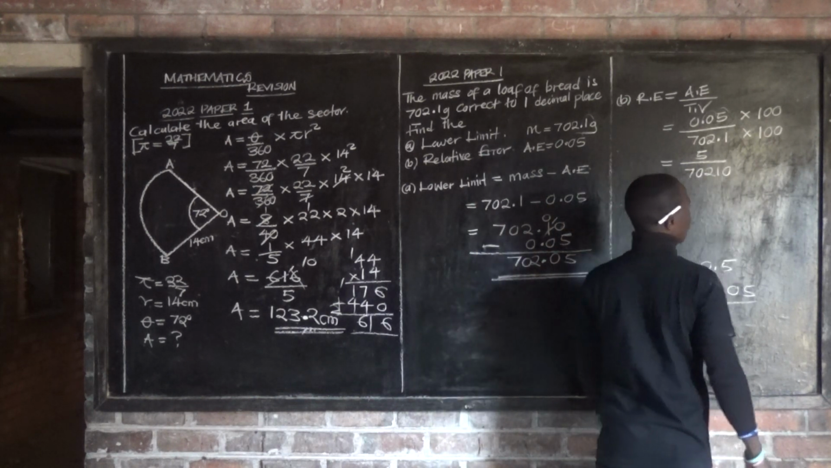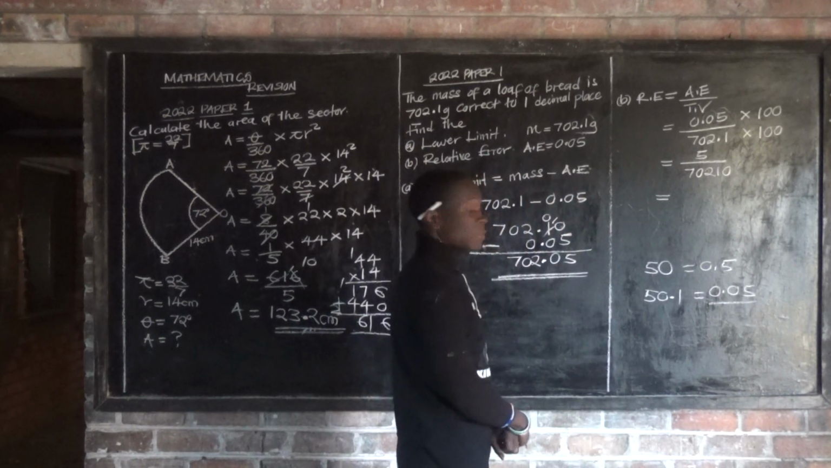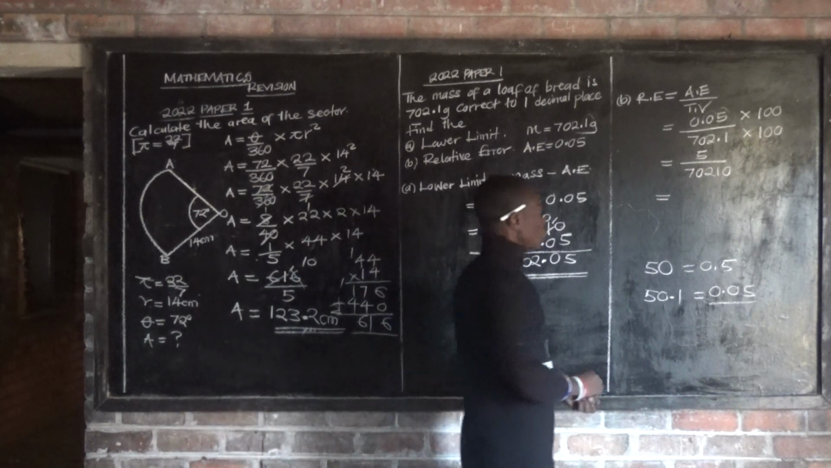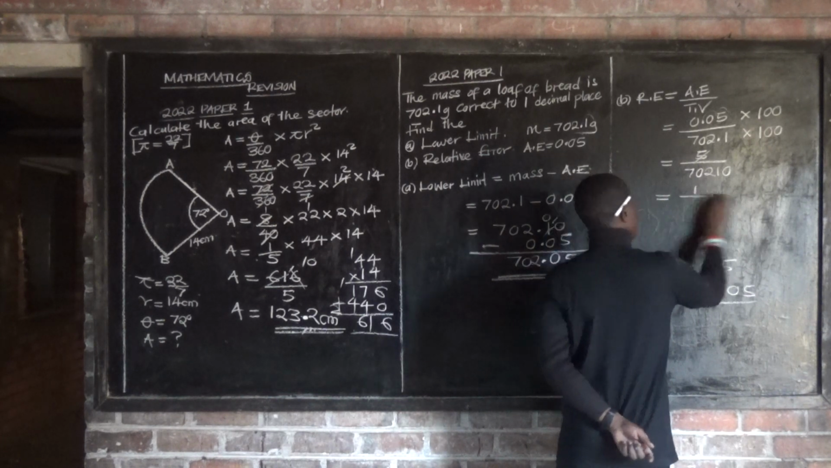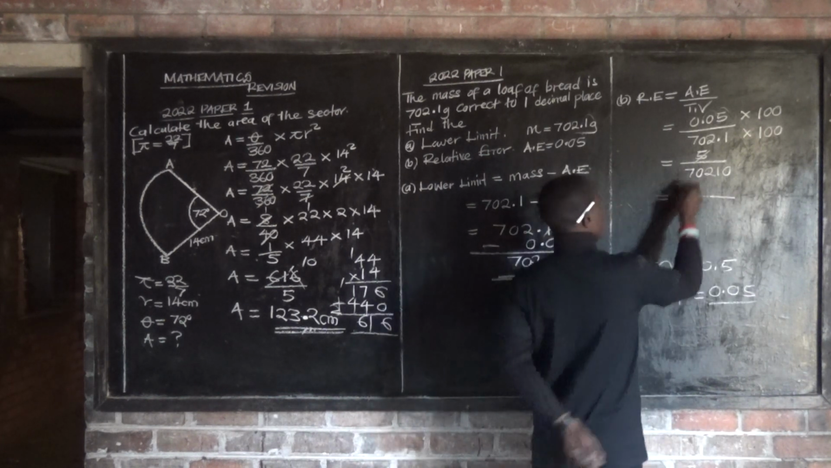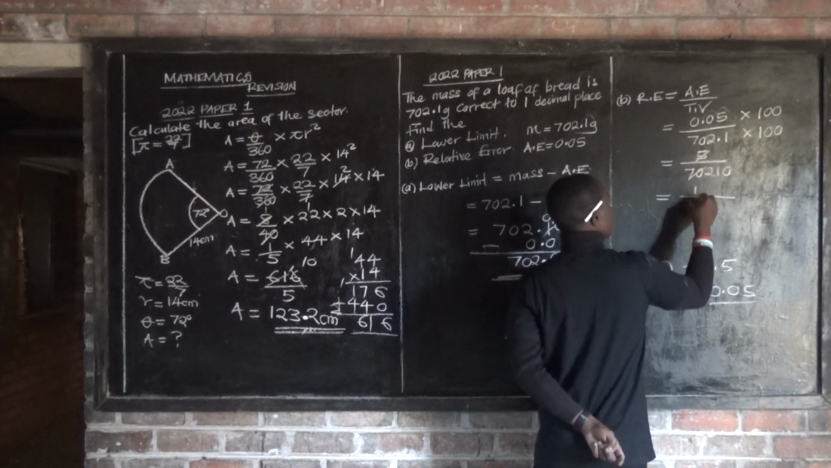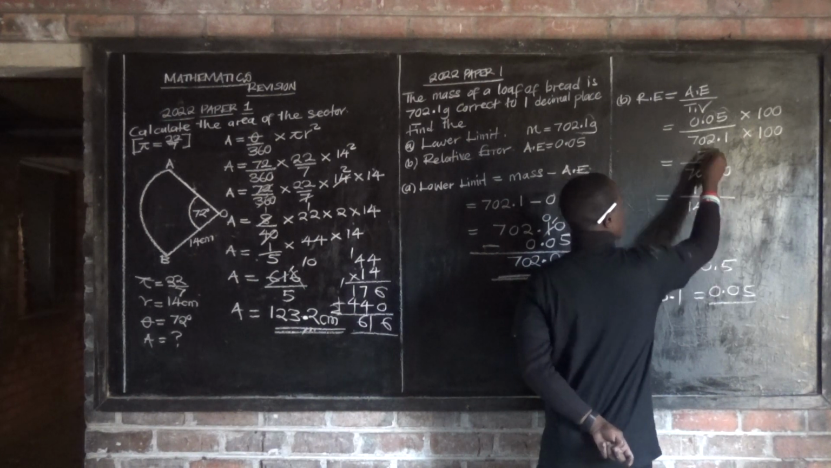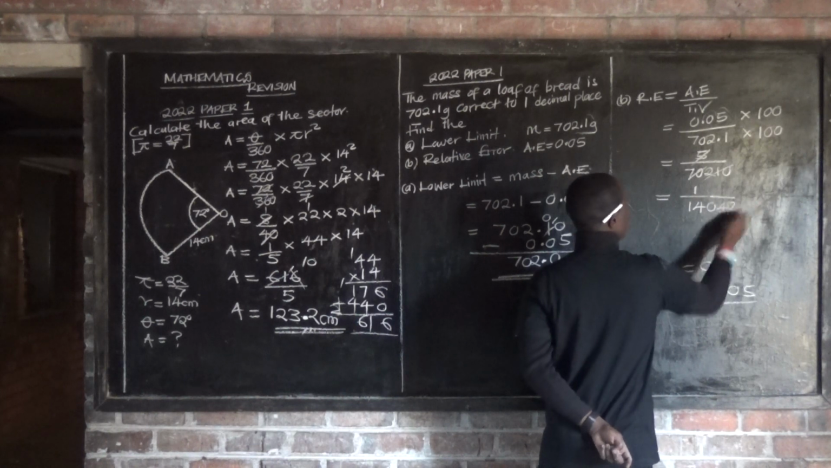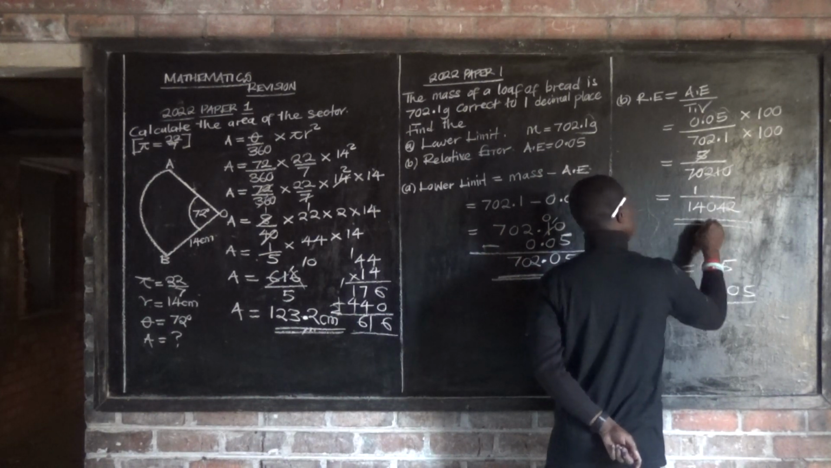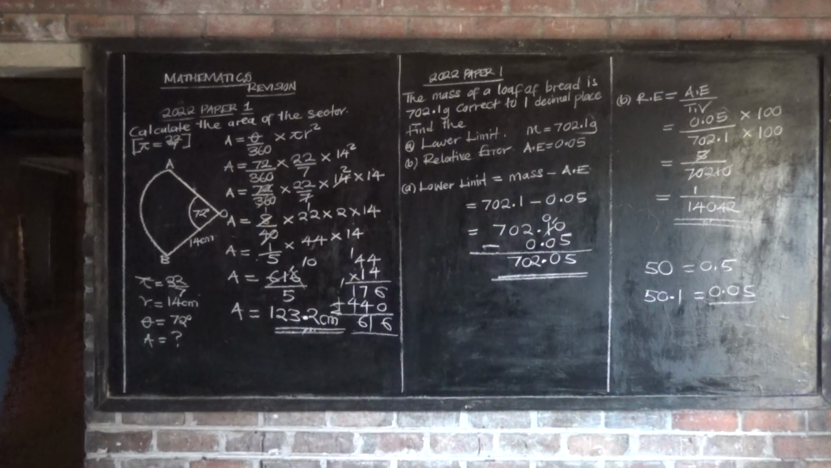Is it okay? So we can now proceed and divide. 5 into 5 is 1. Then 5 into 70 is 14. Then 5 into 2 is 0. Then 5 into 21 is 4, giving 1 over 14042. So that is our relative error. No calculator is allowed.